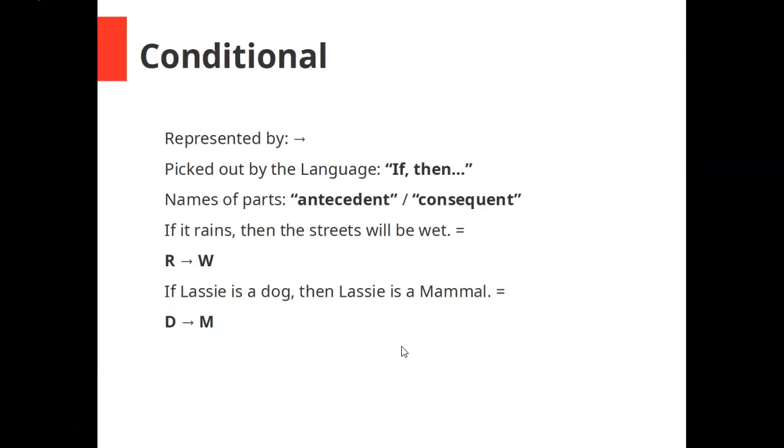Okay, third, conditional. Conditionals are represented by the little arrow here, as you see. They're picked out by the language if, then. The parts of a conditional are the antecedent and the consequent. The antecedent is what comes before the arrow, and the consequent is what comes after. So in this example, if it rains, then the streets will be wet. R, conditional W. R is the antecedent. W is the consequent. R, conditional W. If Lassie is a dog, then Lassie is a mammal. D, conditional M. In this example, D is the antecedent. M is the consequent. D, conditional M.